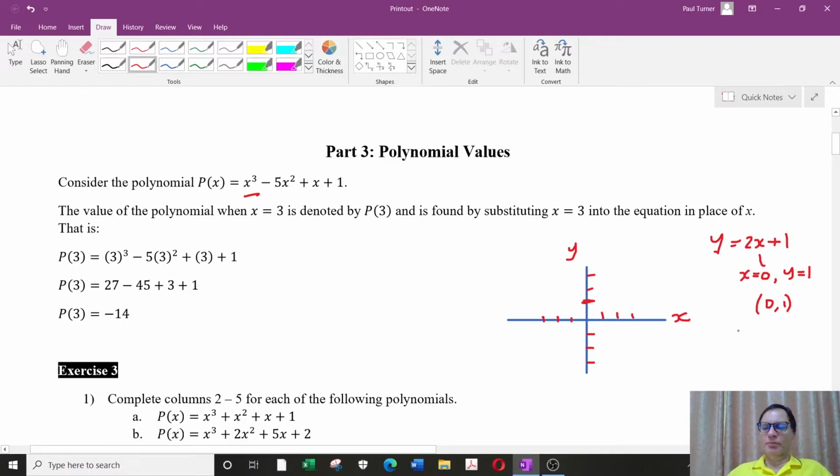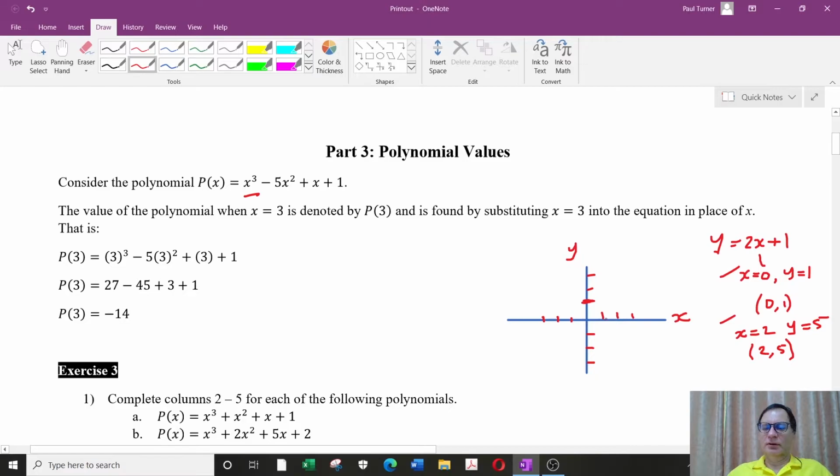Okay, so take another point. x is 2. It doesn't matter what your x values are, but I'm just picking 0, 1, 2, -1. It doesn't matter. So take x is 2. 2 2s are 4, plus 1 is 5. That means that y would be 5. So this is the coordinate, 2, 5. This is a very quick way for drawing a straight line. We only need 2 points, and we can draw the line.